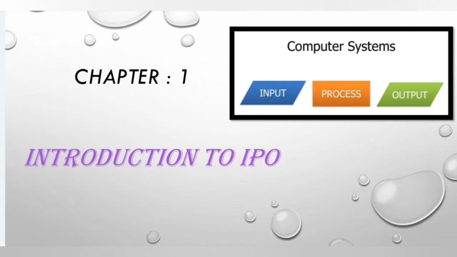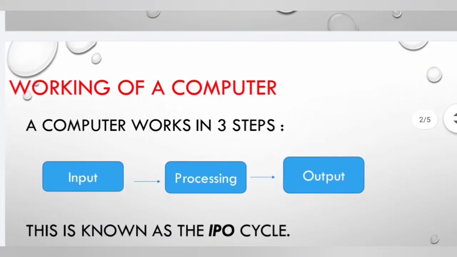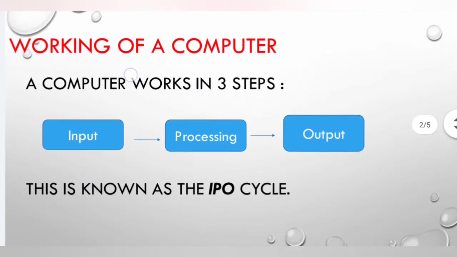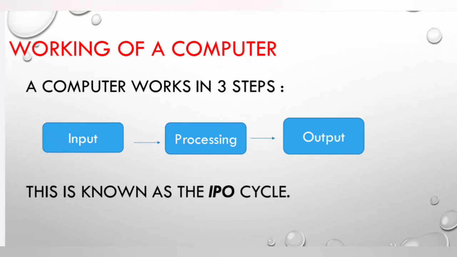Next is the working of a computer. A computer works in three steps, that is input, processing, output. These three steps on which a computer works are known as the IPO cycle, which means the input, processing, output cycle.